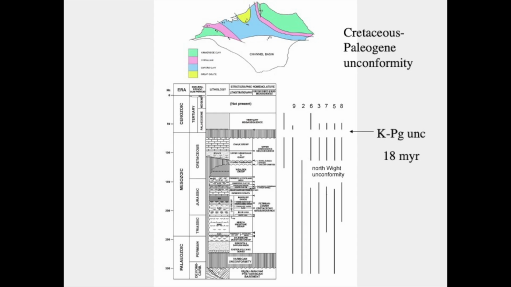We have this huge unconformity between the top of the chalk and the overlying Cainozoic sands. So Paleogene, what used to be called, what still are called Thanet sands, and Woolwich and Reading and London clay. And it's about 18 million years. So how can we start to explain this?